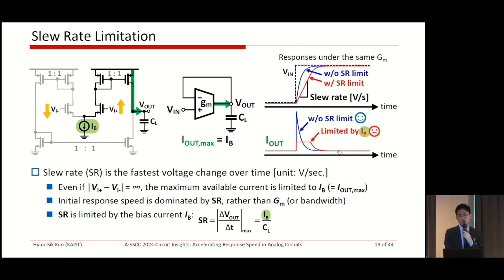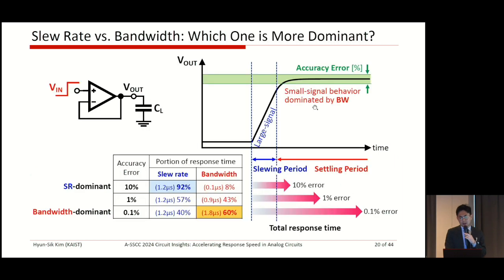This figure shows the two designs. These two waveforms are simulated under the same transconductance, but one is without the slew rate limitation and the other is with the slew rate limitation. And their response speeds are clearly different. So what is the contribution? Which one is more dominant between the slew rate and the bandwidth?